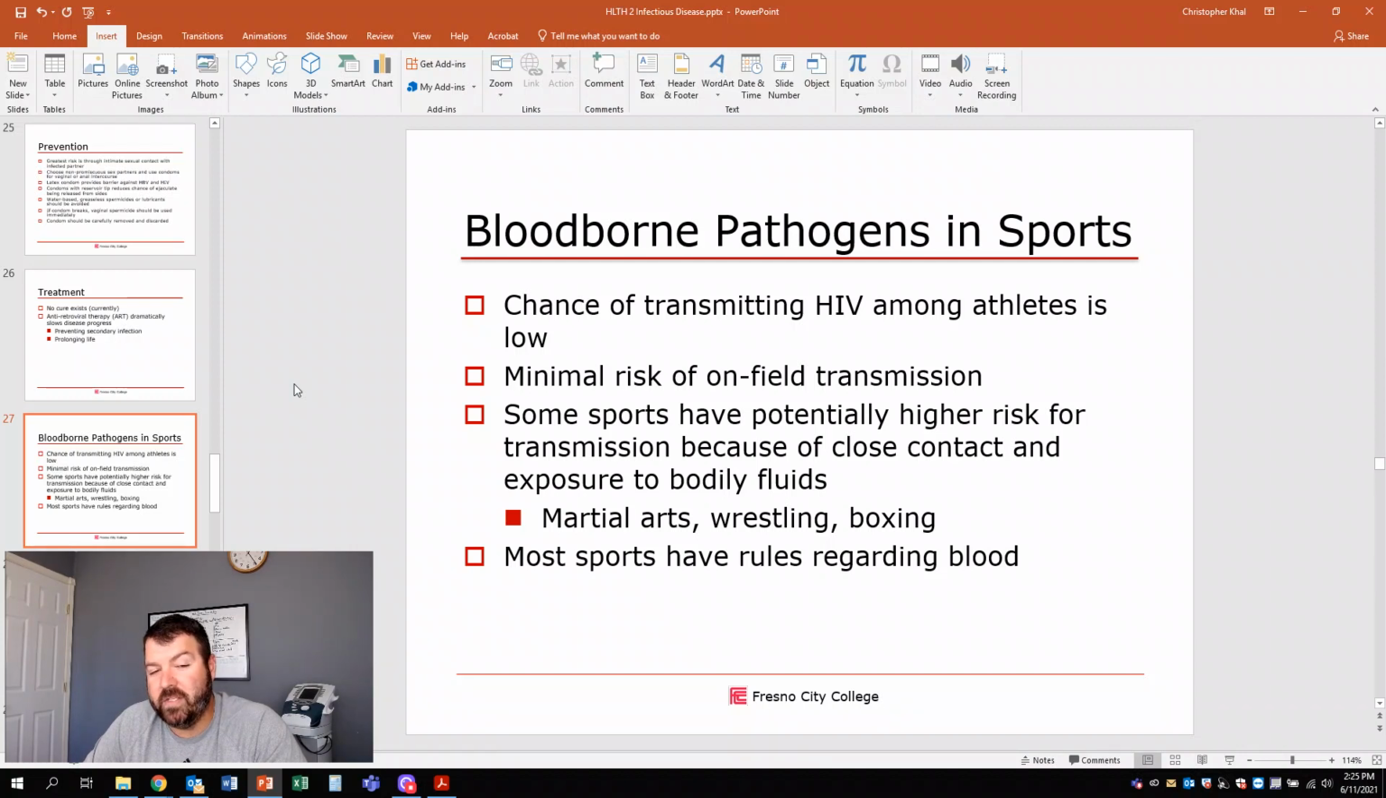Obviously, there are some sports that do not follow this. Boxing is one. Boxing is not a college sport for obvious reasons, because that is a college rule. MMA, obviously they bleed all over each other and so forth. I think those are the two, but those are the major rules regarding any kind of bloodborne pathogen.